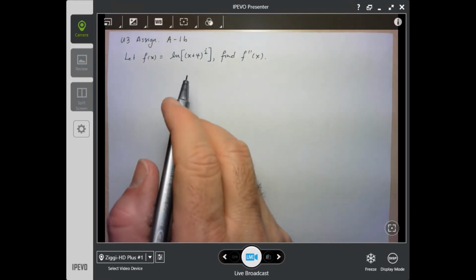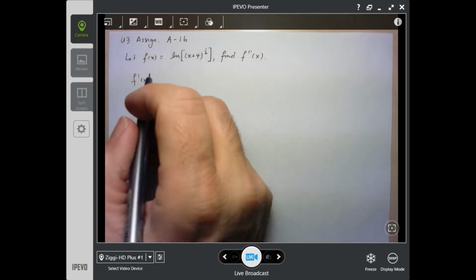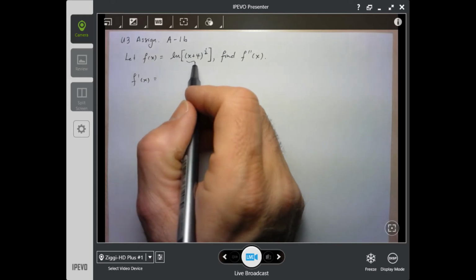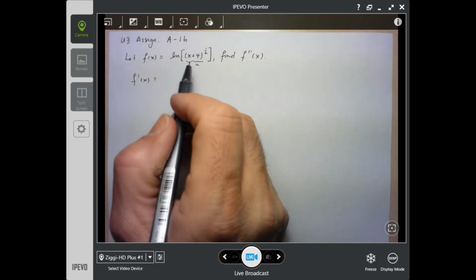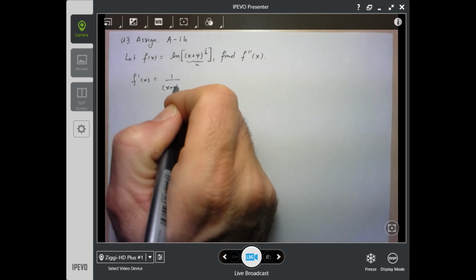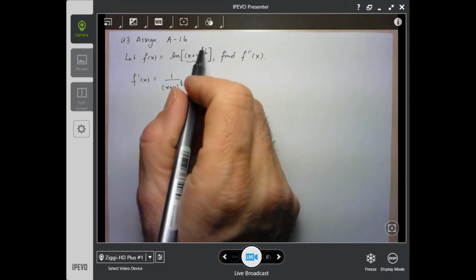All right, so let's start by finding the first derivative. Here we're going to have to use the chain rule. We've got this logarithmic function, so this is going to be our u. The derivative of ln u is just 1 over u, so 1 over x plus 4 to the 1/2, times the derivative of u with respect to x.